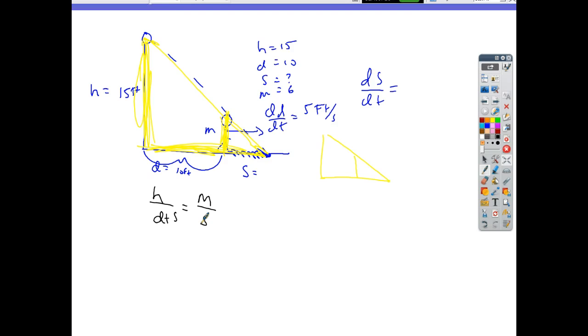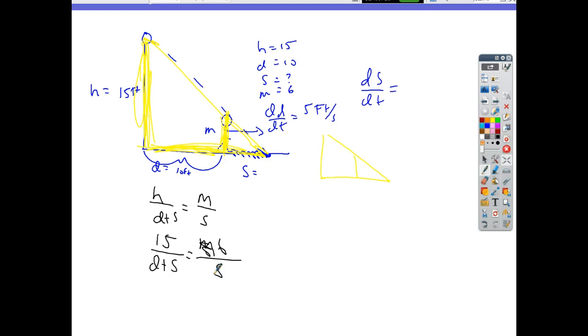Now, is H changing? No. The height of the lamppost is not changing. Wouldn't that make the problem much more fun if it was? No. Is the D changing as he walks away from the pole? Yes. Is the length of the shadow changing as he walks away from the pole? Yes. Is the height of the man changing as he walks away from the pole? Yeah, maybe a little bit, but not for our purposes. So 6. The shadow is changing, so we need it as an S.